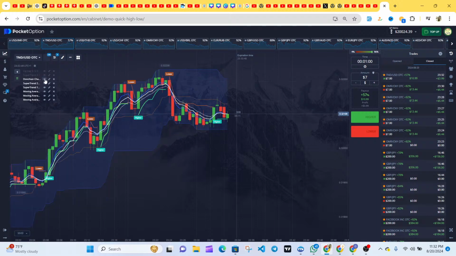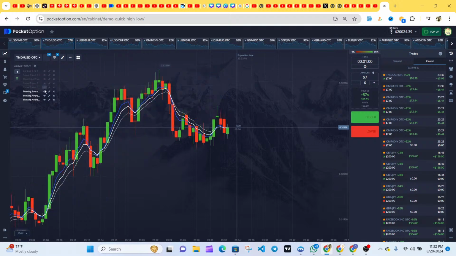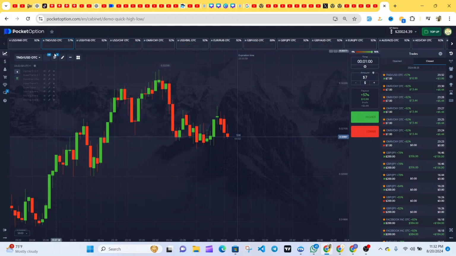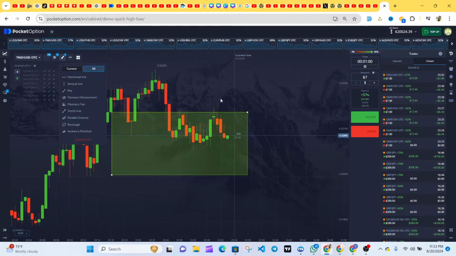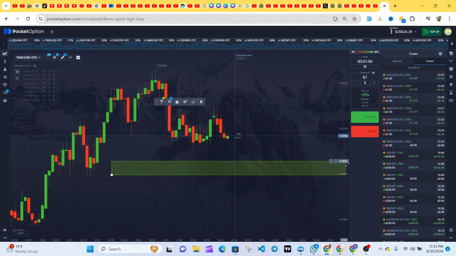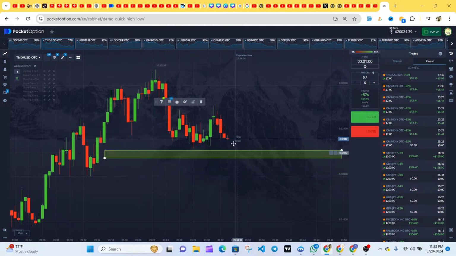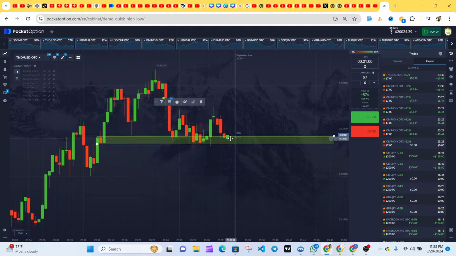Let me take off these indicators. Okay, now let me use price action trading on this place to know if there's a rejection point. So this is a supply zone. I would have taken this trade if I saw this earlier. So let it come down. I'll take the buy.